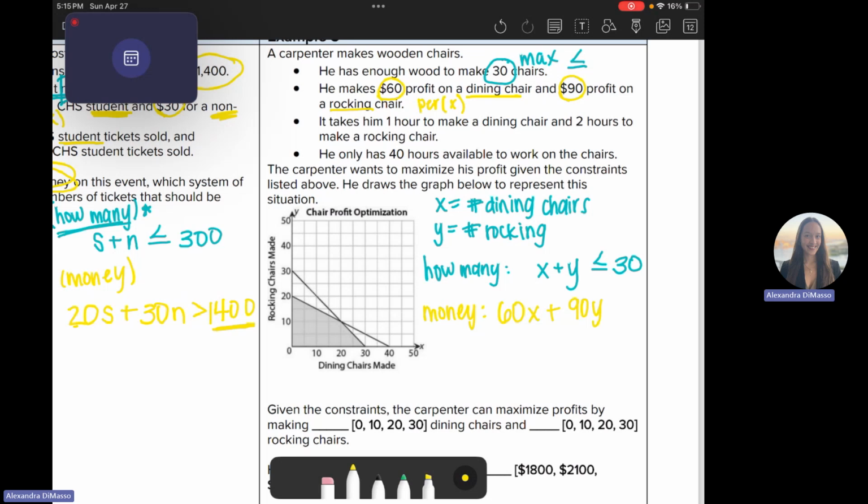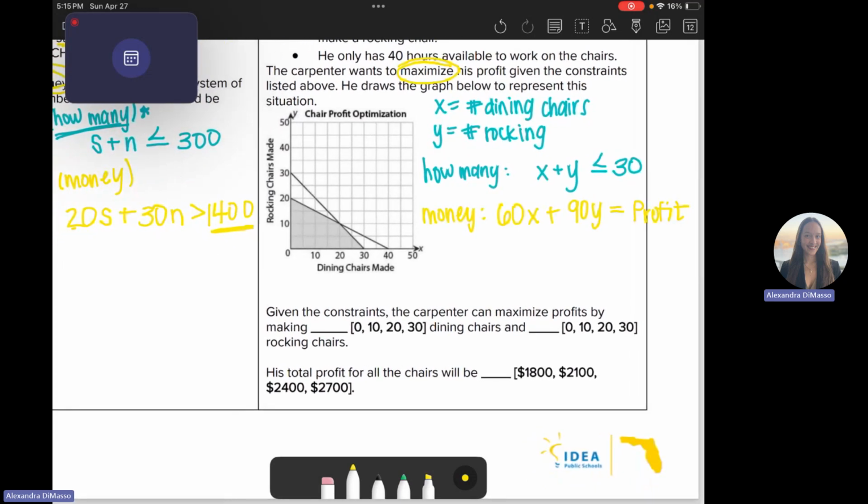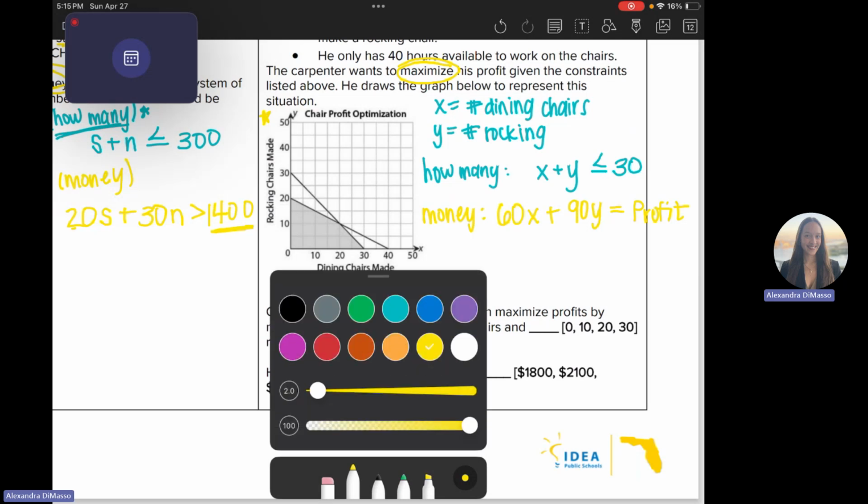And that is going to give me my money, but it doesn't actually tell me how much. It just says he wants to maximize his profit. So really, this is like an actual equation here because this is going to equal my profit, my total amount. Now, the other piece that we are not really talking about is the number of hours that it takes, but I don't really need to worry about it because I already have the graph listed here. Now, we know in a system of equations or inequalities, where the lines cross, where they intersect, is the solution to my equation.